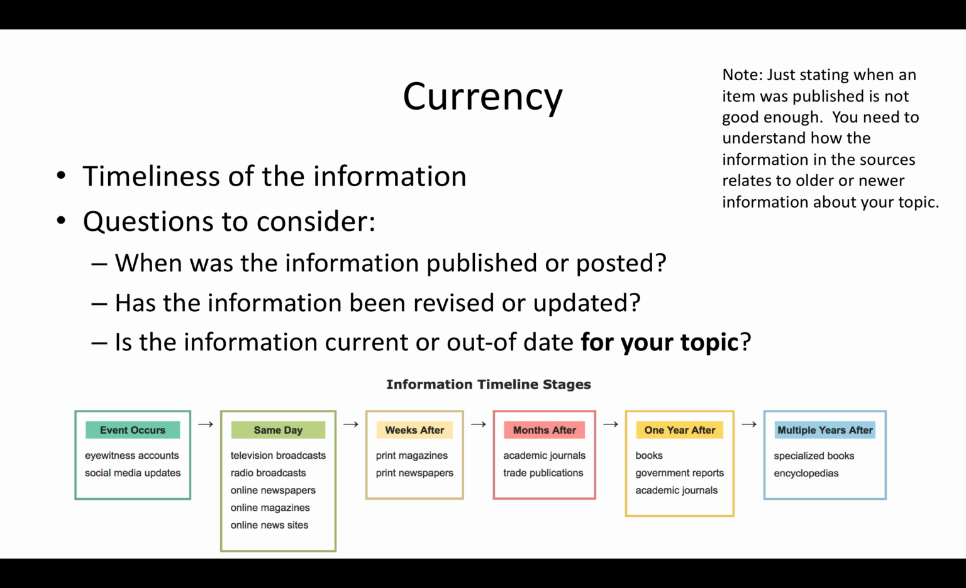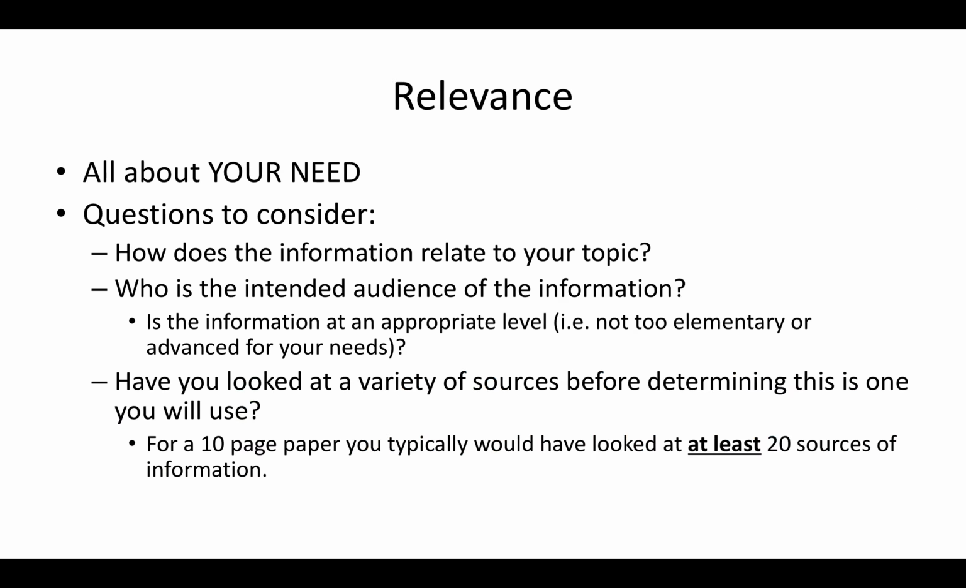So if you're looking at historical information and you're wanting to write a historical paper, you want information that happened as close to the event as possible. But if you're looking for something that is the most current information and research that is currently happening, you don't want that old information. You want the most up-to-date information possible. So you need to make sure that you're looking at the currentness of the information. Take note of this note up here. Just stating when the item was published isn't good enough. You have to look at the other information that's out there and identify what else there is.